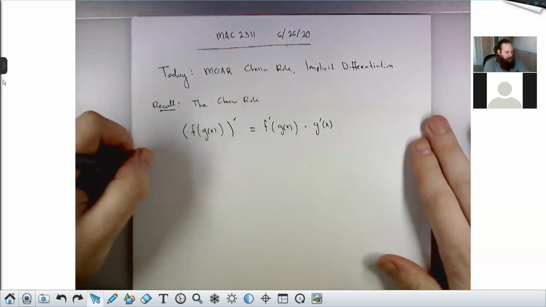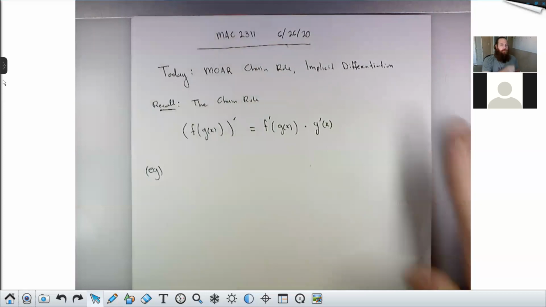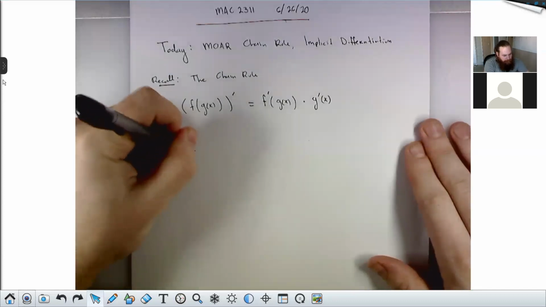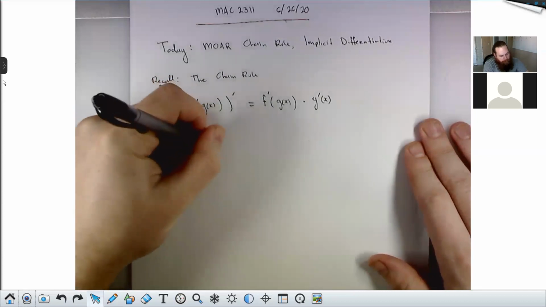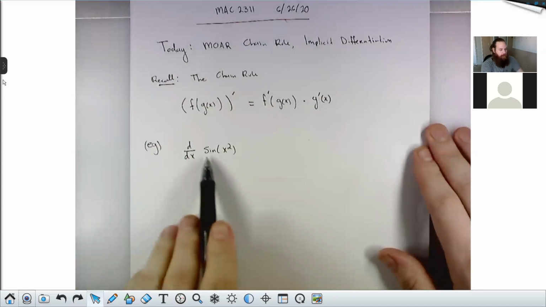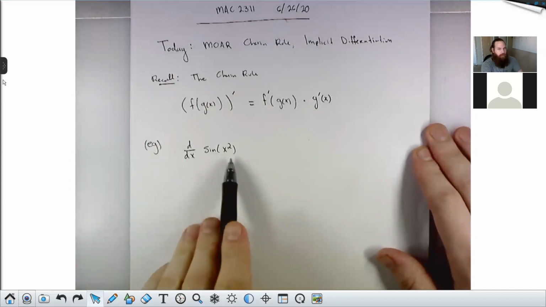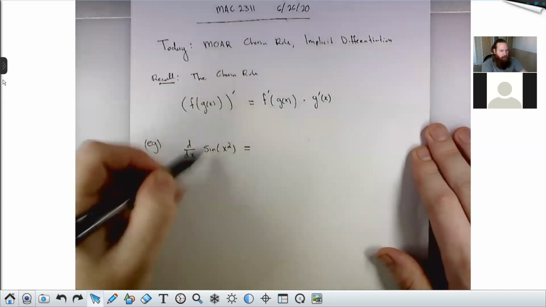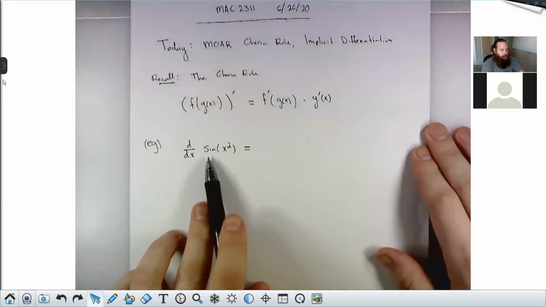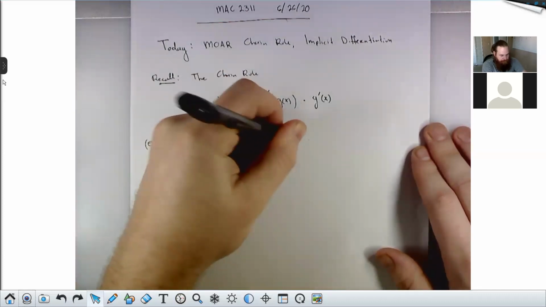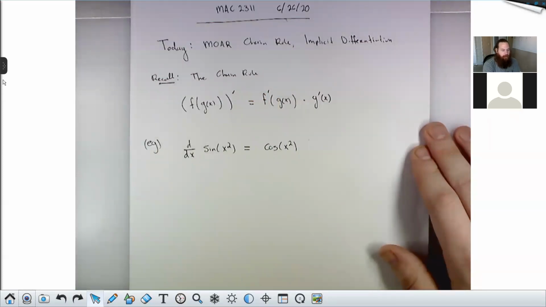A quick example to get you caught up. If last time you felt entirely lost, hopefully now with a little bit of time to rewatch videos and play around with examples. If I wanted to find the derivative of the sine of x squared, my outer function is the sine function. My inner function is the squaring function. So first, I would differentiate the outer function, leaving the inner function alone. The derivative of sine is cosine. So I'll start off with cos of x squared. That's differentiating the outer, leaving the inner alone.